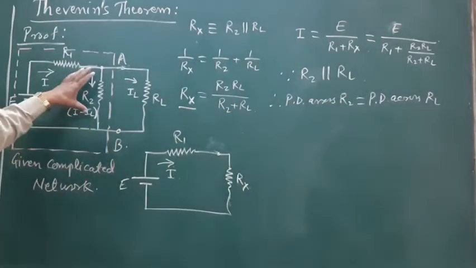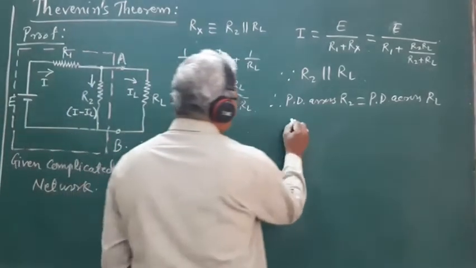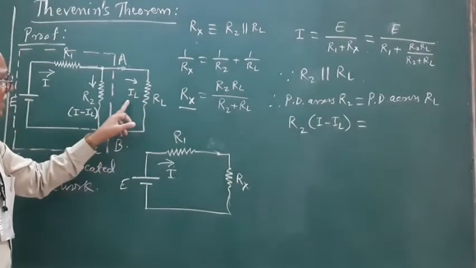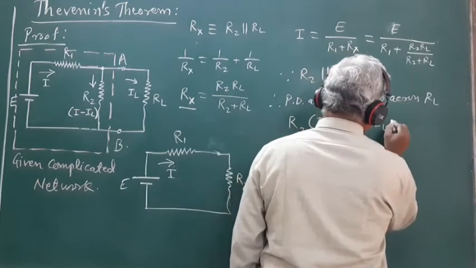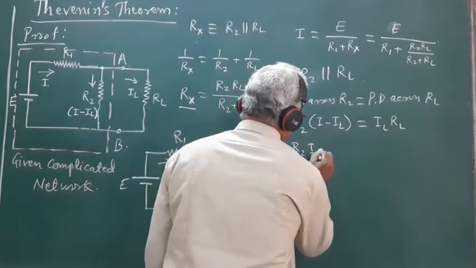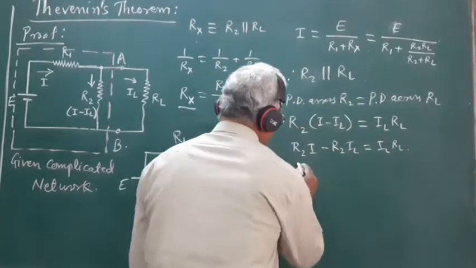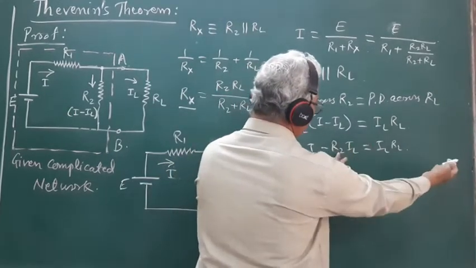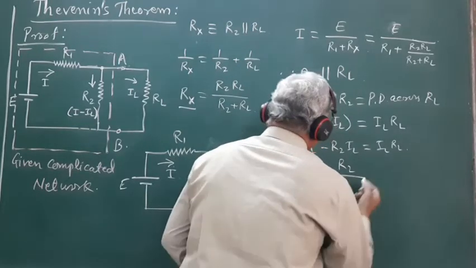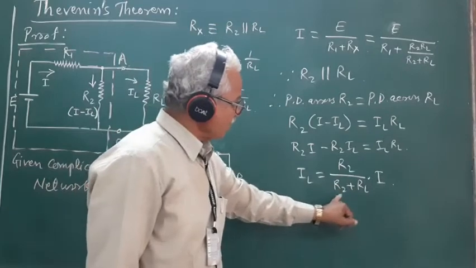So what is the potential drop across R2? The current flowing through this resistance R2 is I minus IL, and the value of resistance is R2. So the potential drop across R2 is R2 into bracket I minus IL. The current through RL is IL, so the potential drop across the load resistance will be IL RL. If we open up this bracket, we can express it as R2 I minus R2 IL is equal to IL RL. And from this, we get the expression for IL. If we transfer this term to the right hand side and take IL common, IL is equal to R2 upon R2 plus RL into I.